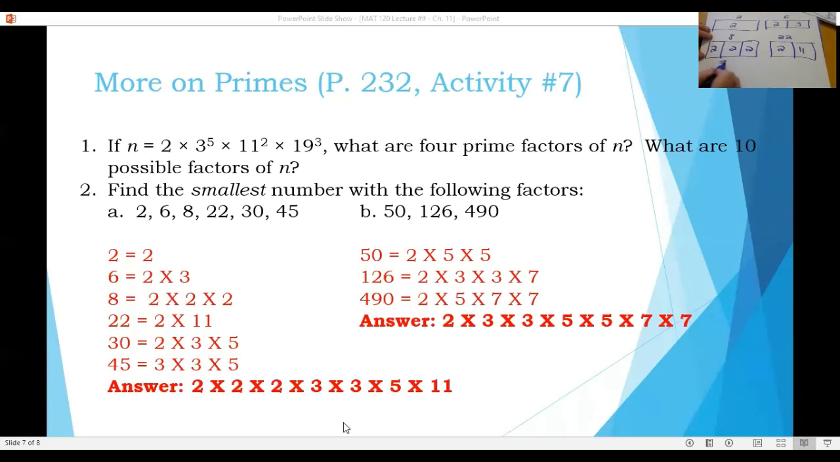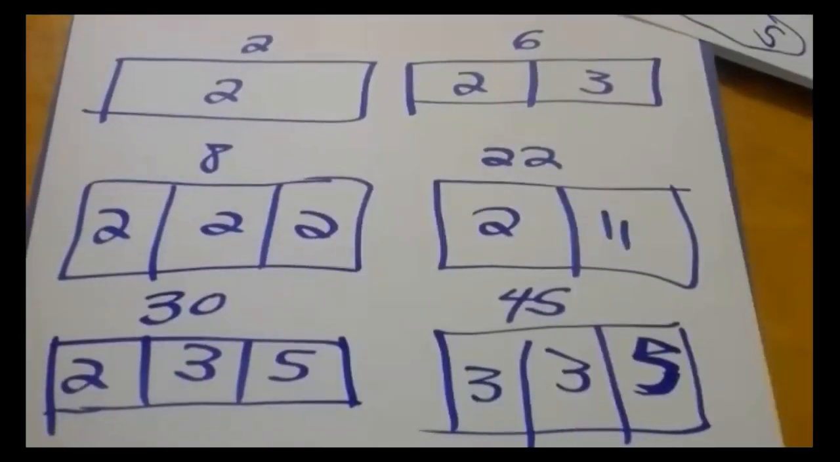Then I have 30, which ought to be 2 times 3 times 5. And of course, you would go through the work of getting these prime factorizations on your own, in a different way. And then we have 45, which is going to be 3 times 3 times 5. That's a 5.